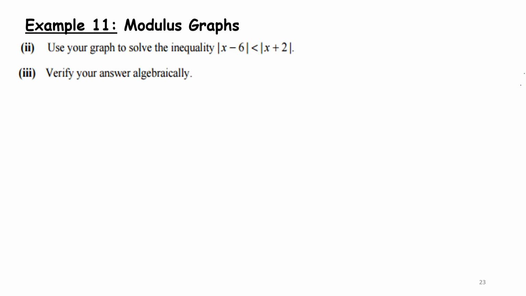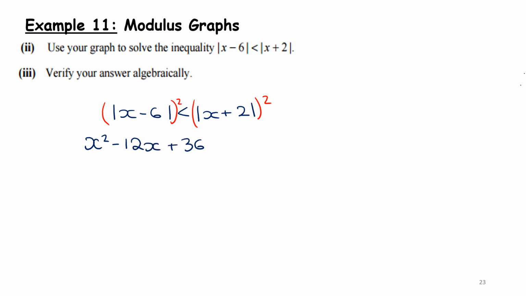Part 3 then asks us to verify your answer algebraically. So what we've just worked out, we need to work it out without the graph. So we have the absolute value of x minus 6 is less than the absolute value of x plus 2. It's not suitable to use our shortcut here because they're both in absolute value signs. So we're going to square both sides. So we get x squared minus 12x plus 36 is less than x squared plus 4x plus 4.